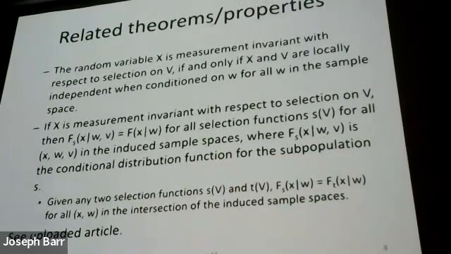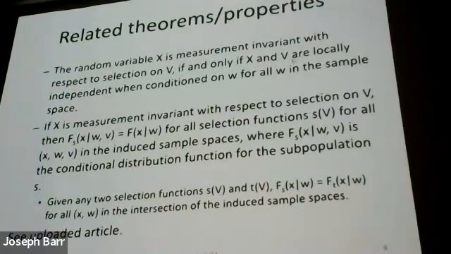So the random variable X is measurement invariant with respect to selection on V. That means, across groups, it is measurement invariant if and only if X and V are locally independent when conditioned on W, for all W in the sample space. So those are from that paper. These are the conditions: if and only if X and V are locally independent.